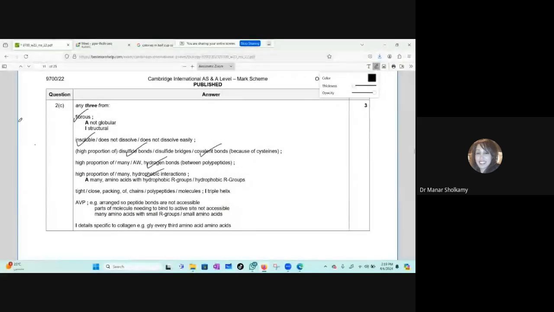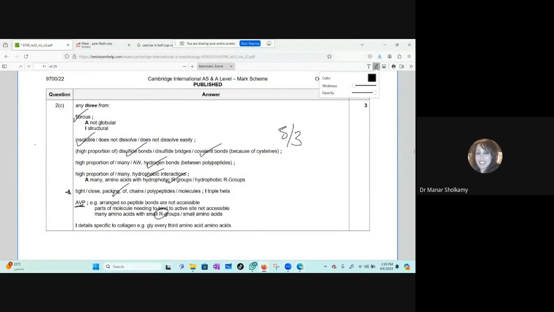Many amino acids with hydrophobic R groups, tight close packing of the chains. We said it may have close packing, it may have filaments, it may run in many different directions, it may have crosslinks, anything that will give them strength. So we said that also. Any valid point arranged so the peptide bonds are not accessible. Part of the molecule needing to bind to the active site not accessible. Many amino acids with small R groups. We talked about the R groups. So we will definitely take three out of three. I don't think the mark scheme gave us any extra ideas.